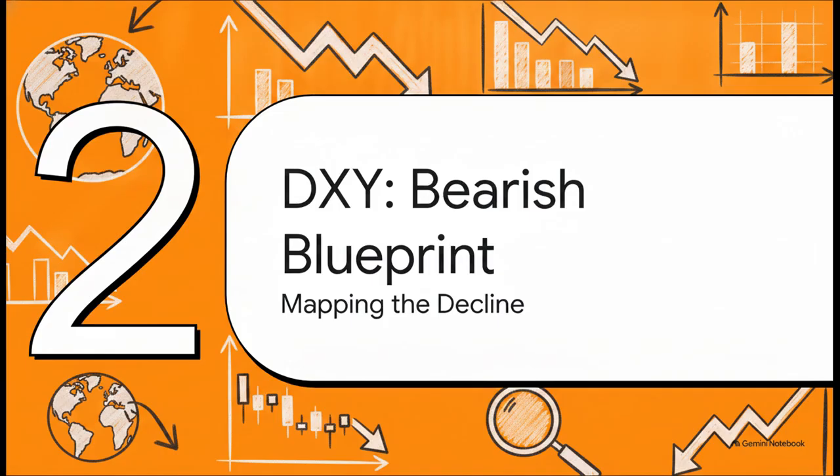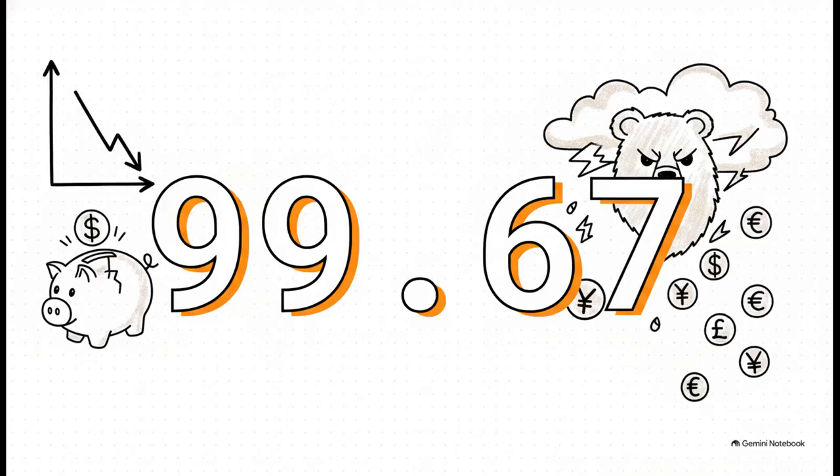Moving on to Section 2, DXY, the bearish blueprint. Now that we understand the why behind the dollar's weakness, let's map out this decline technically. 99.67. Go ahead and lock this number in your brain right now. This is where the DXY recently closed, and it serves as our definitive starting point for mapping out the bearish landscape this week. Honestly, the very fact that we are closing down in the 99s just goes to show how much pressure those macro factors are exerting on the greenback.